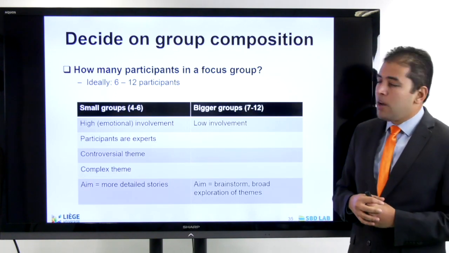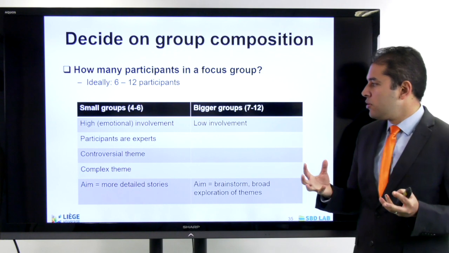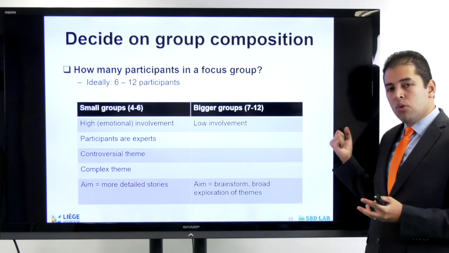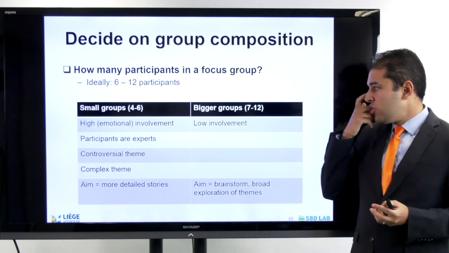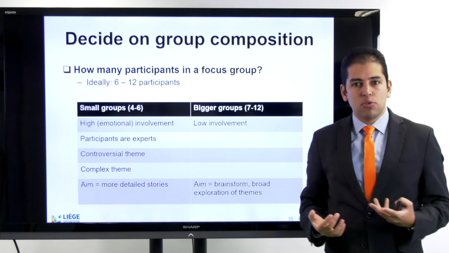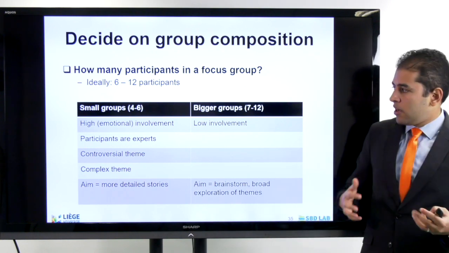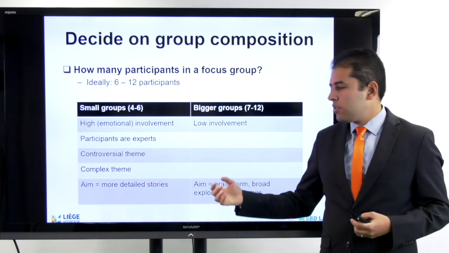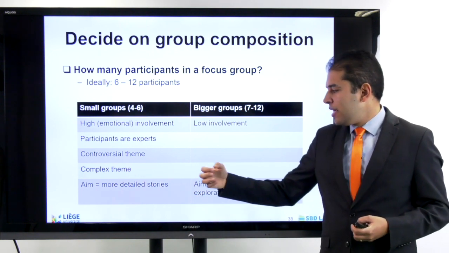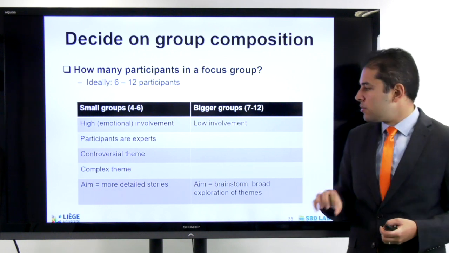When we talk about the number of participants as part of our sampling approach, we can have small groups of 4 to 6, we can have 7 to 12, we can have even more than 15. But in general, with small groups you can go for high emotional involvement. People can even start to cry, and you can go in depth because it is a small group. If participants are experts, you can go for controversial themes. You can look at complex problems, and the aim here is to get details and stories.